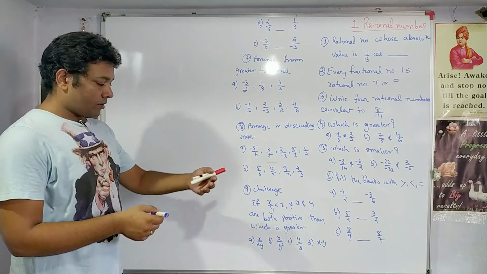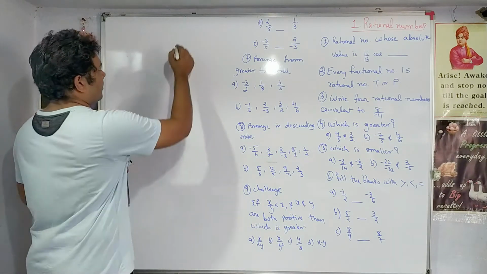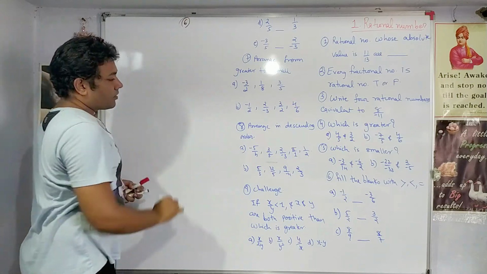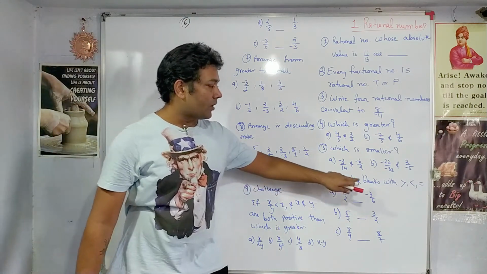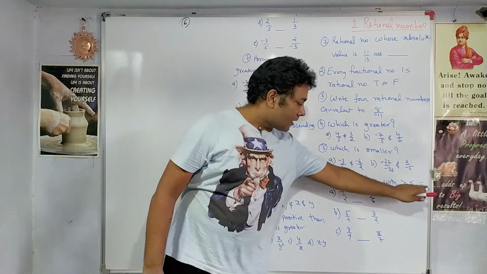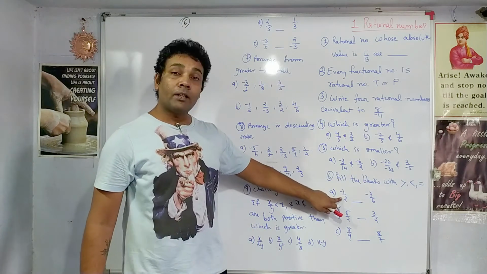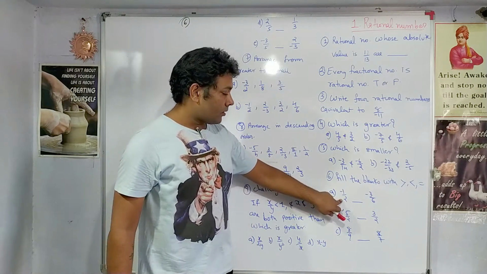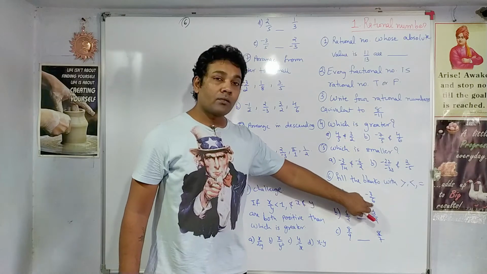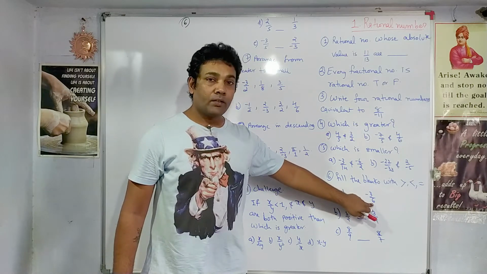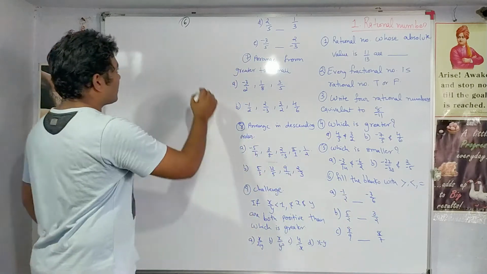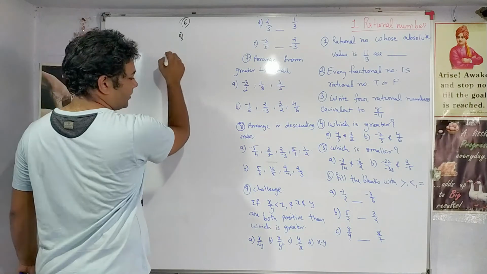The question we have is question number 6. In question number 6, fill in the blanks with greater than, less than, equal to. So how will we know whether this number is greater or this one is greater? Simply, we will have to take the LCM. So let us do it.